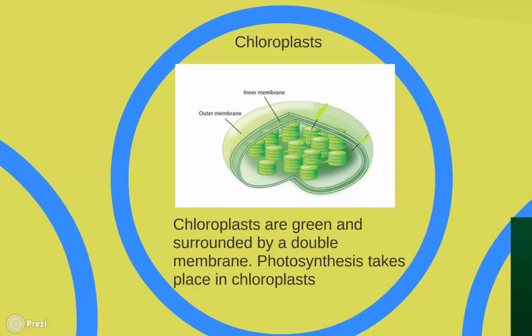Chloroplast. Chloroplasts are green and surrounded by a double membrane. An important point to note is that photosynthesis takes place in the chloroplast.